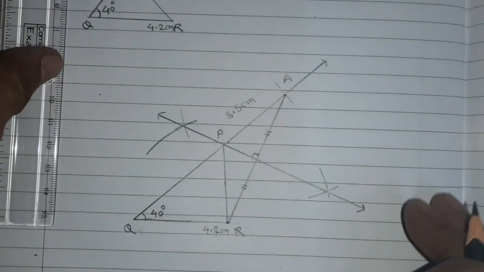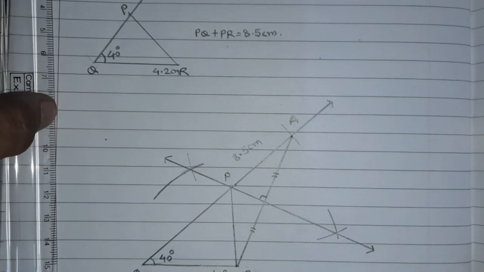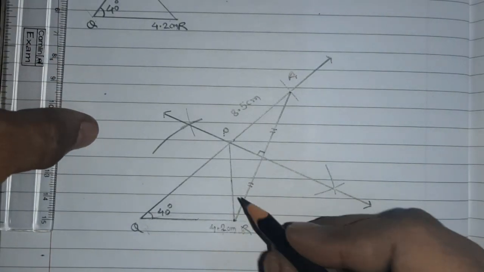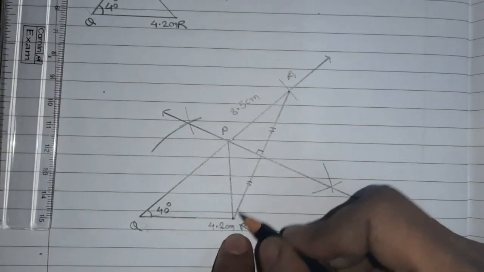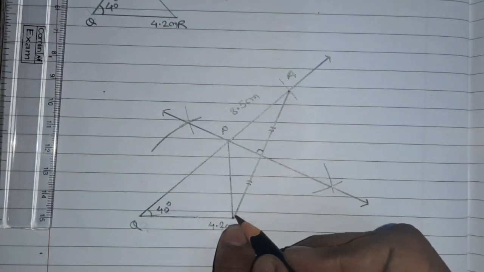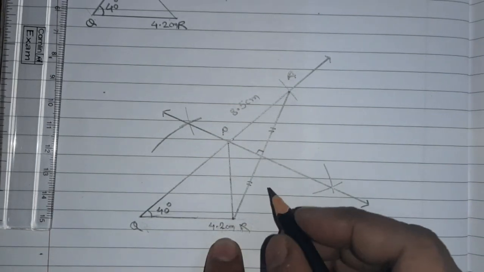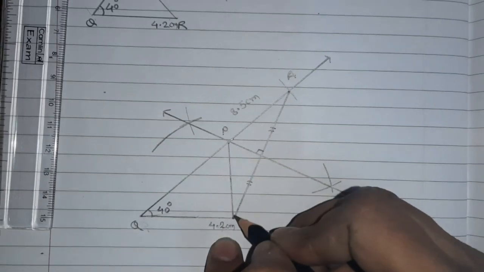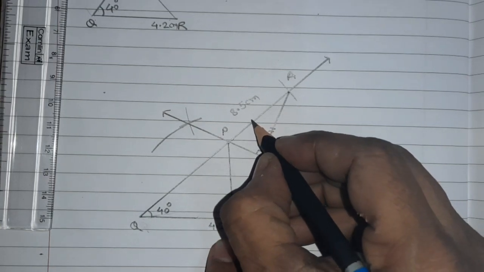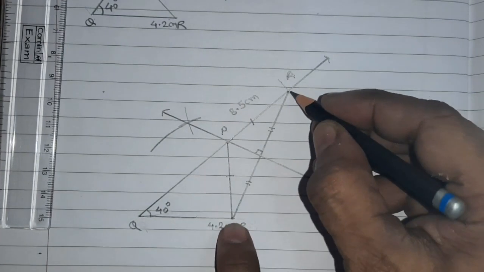But I want to explain this. Now see here how this condition is applied, that is PQ plus PR is 8.5. How is it? Now for that purpose, be careful here. This AR is a segment, and this line is a perpendicular bisector of it, and point P is on the perpendicular bisector. Therefore, dear student, can I write PR and PA are equal in distance? Yes, perfect. Because PA and PR are equidistant from the end points of this segment.